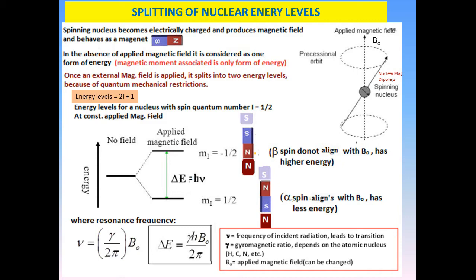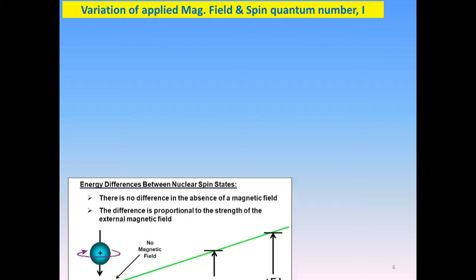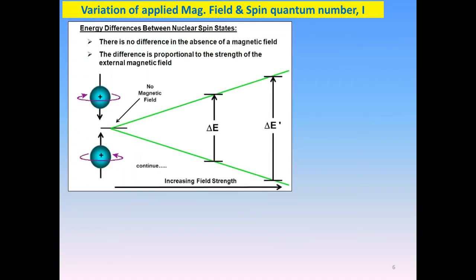So here comes the proton, which is precessing in a circular or precessional motion around the applied magnetic field, and it has the nuclear magnetic dipole mu. So, variations of the applied magnetic field and spin quantum number I. The energy differences between the nuclear spin states actually depend upon the applied magnetic field.